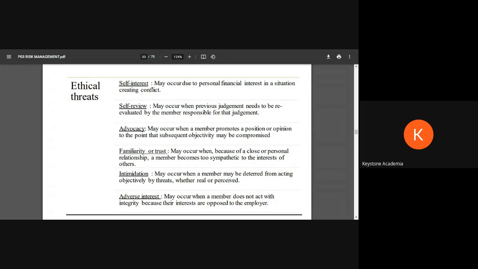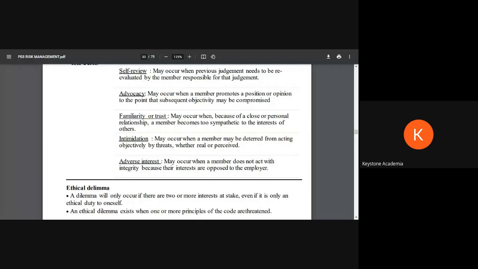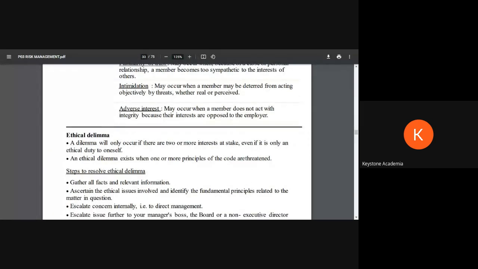Intimidation also sometimes can come from the directors and all. You do this, otherwise you lose the job. So a person can get intimidated. They're like, okay, just to safeguard the job, I'll do it, even if it is unethical. Adverse interest, two parties having adverse interest can also lead to ethical threat. Sometimes some companies put pressure on the suppliers to do that. That is unethical, but just to retain the contract, they have to do it.